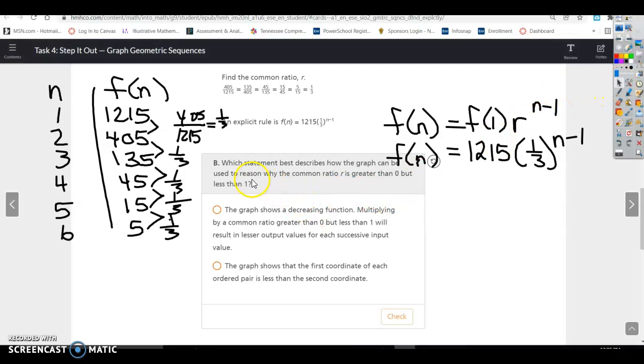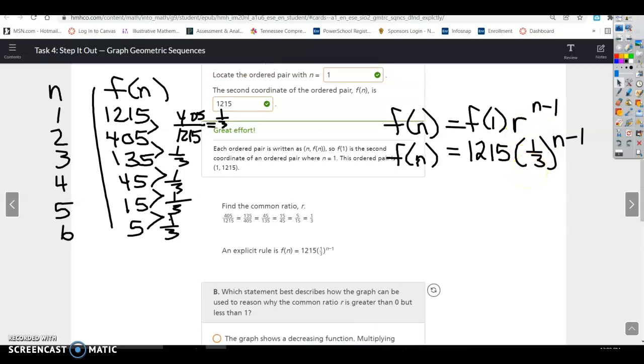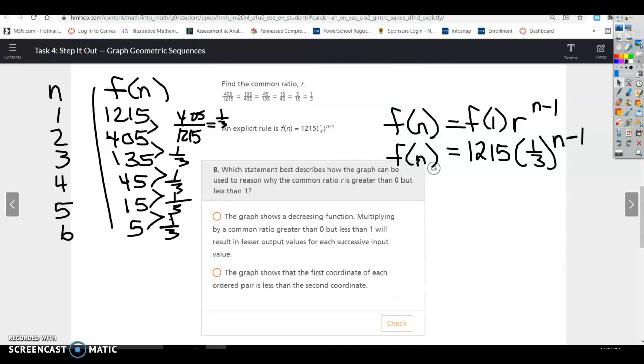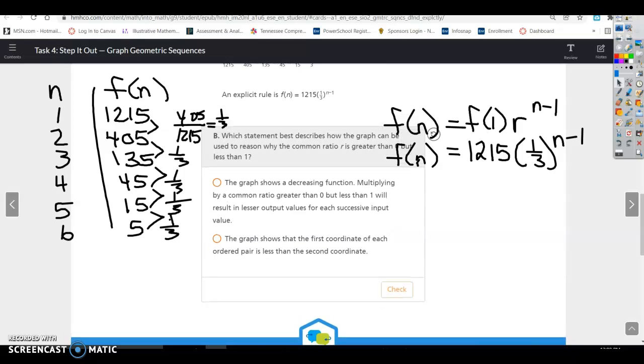All right, it says, which statement best describes how the graph can be used to reason why the common ratio r is greater than 0 but less than 1. So 1/3 represents exponential decay. So if we look at the graph, you can see that this is an exponential decay function. It's decreasing. So as the n's get larger, the f of n's get smaller, which would be exponential decay.